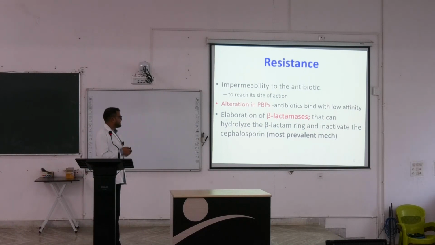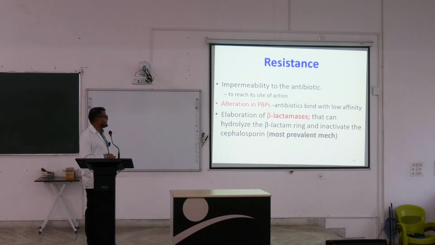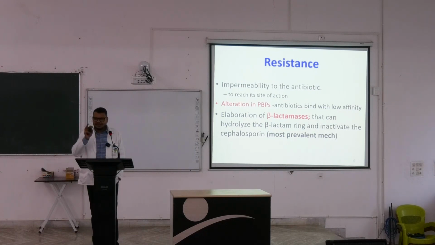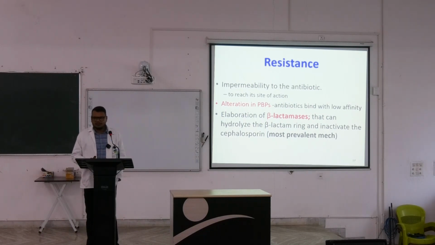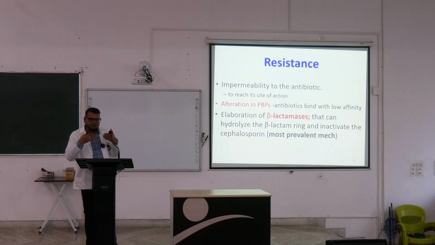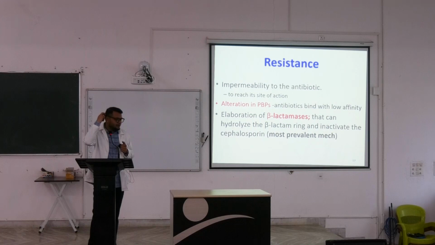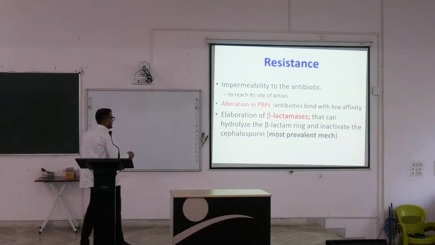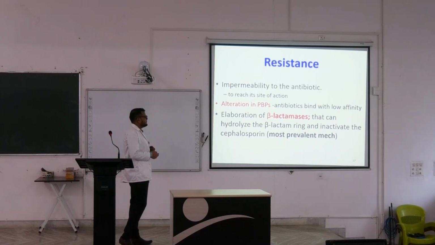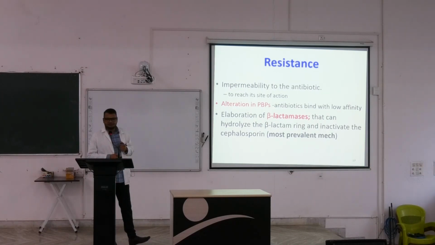What is the picture of resistance? Impermeability to the antibiotic to reach its site of action, that is the main problem. So, any change in PBP, a mutation in the penicillin binding protein, so the cephalosporin won't be able to act with it, bind with it, and as a result there will be resistance to the drug. So, as I have said, alterations in the PBPs, antibiotic binds with low affinity.